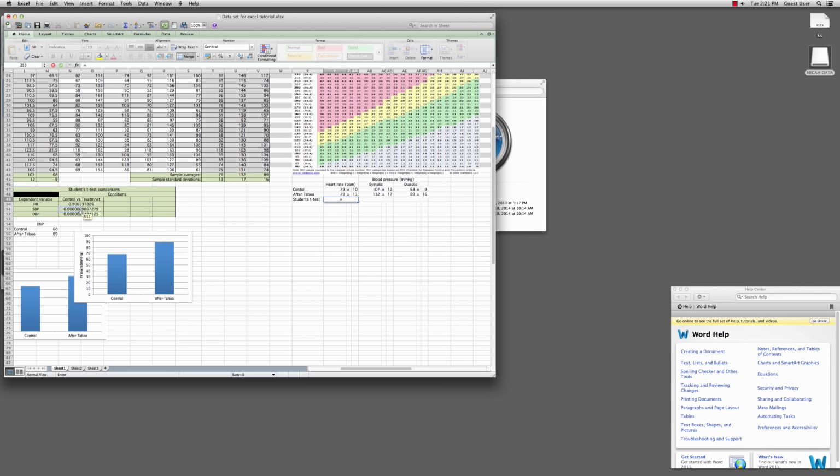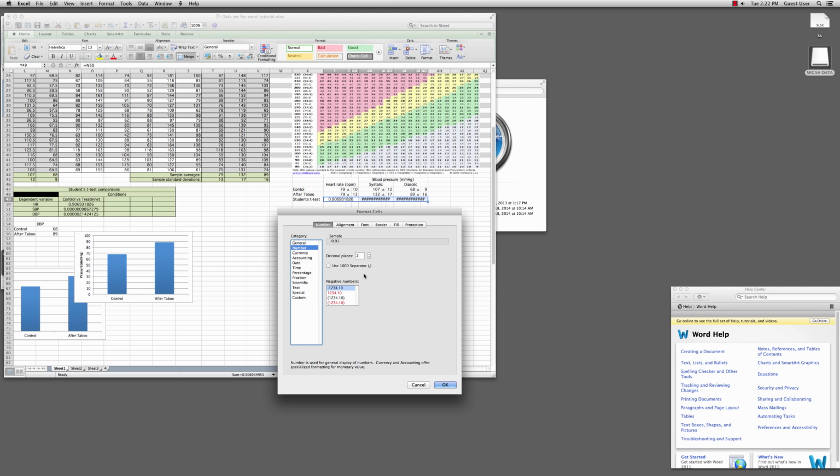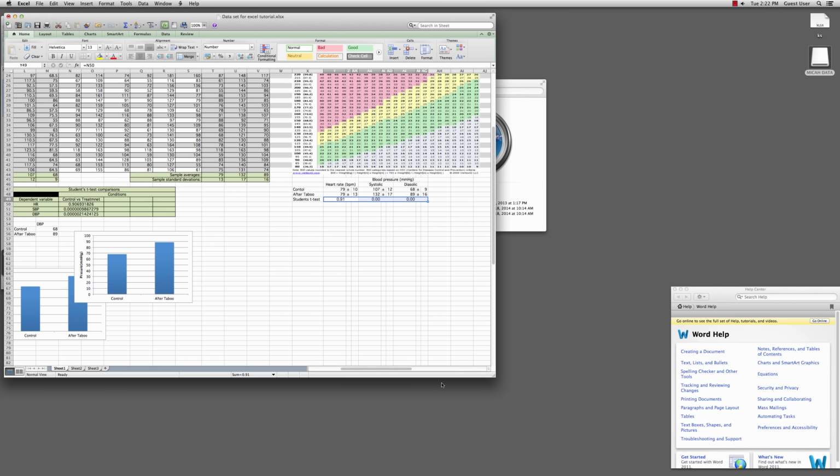So equals, go to the one at control versus treatment for heart rate, equals that box, equals that box, equals that box. Go ahead and format these because that looks absolutely ridiculous. Format cells, go number, and 2 is probably fine. Alright.